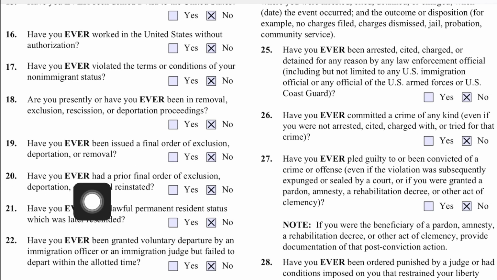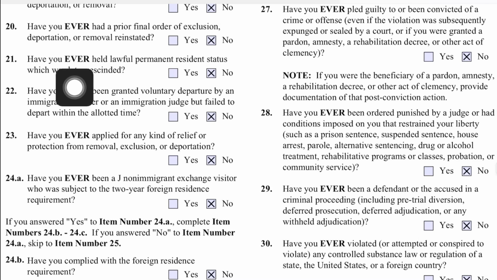Number 19, have you ever been issued a final order of exclusion, deportation, or removal? No, of course. Have you ever had a prior final order of exclusion, deportation, or removal reinstated? No, of course. Number 21, have you ever held lawful permanent resident status which was later rescinded? No. Have you ever been granted voluntary departure by an immigration officer or an immigration judge but failed to depart within the allotted time? No. Have you ever applied for any kind of relief or protection from removal, exclusion, or deportation? I put no. Have you ever been a J non-immigrant exchange visitor who was subject to the 2-year foreign residence requirement? So I put no.